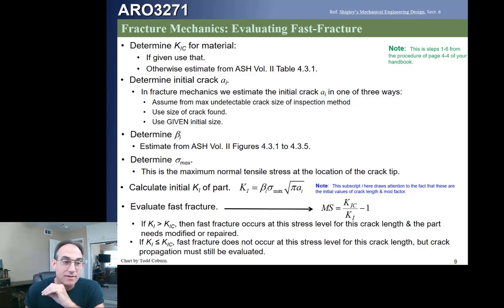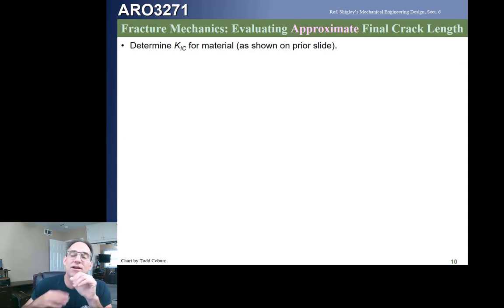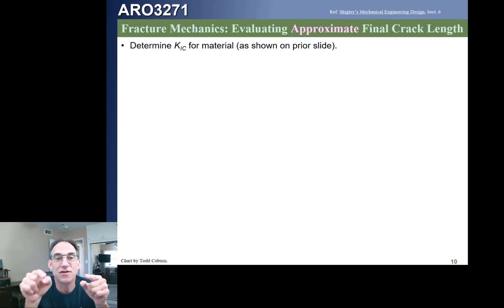Once again, if this margin is positive, we're going to go on to calculate how that part responds under repeated loading. However, we're going to look at that next lecture rather than this lecture. Right now, we're going to stop at just evaluating fast fracture and a couple other related items. We just validated that fast fracture either did or did not happen for the current stress level and the current crack size. True? Now, if our crack grows, what's the final crack size at which fast fracture will happen for that stress level?